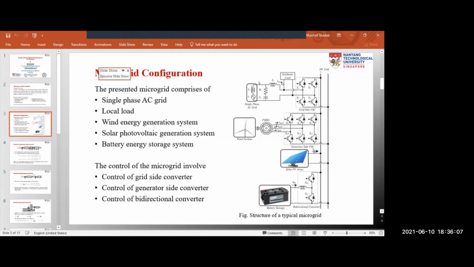So here we see that a number of power electronic converters are required for the proper operation of the microgrid. In this system, we have three power electronic converters. One is the grid side converter, which enables the input and output power flow from the microgrid system. Second is the bidirectional converter, which enables the bidirectional power flow between the battery energy storage and the DC link. And third is the generator side voltage source converter, which enables the optimum power generation from the wind energy generation system. So next we will discuss the control of the different converters.